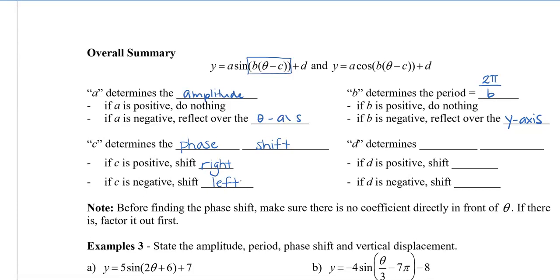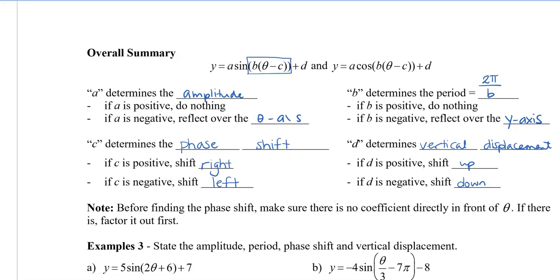And finally, we have D. Notice that D is not in the brackets and it's at the very end. It's outside. It's not connected to sine. It's added or subtracted at the end. And D determines our vertical displacement. If D is positive, we're going to shift up. And if D is negative, we're going to shift down.